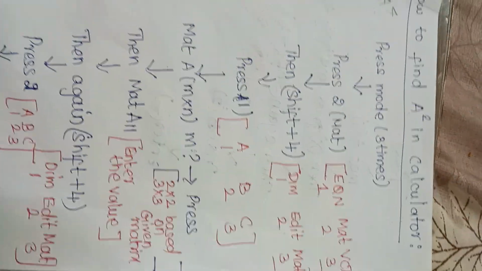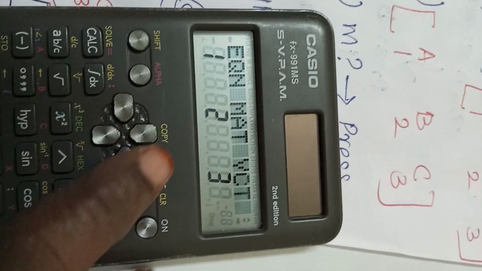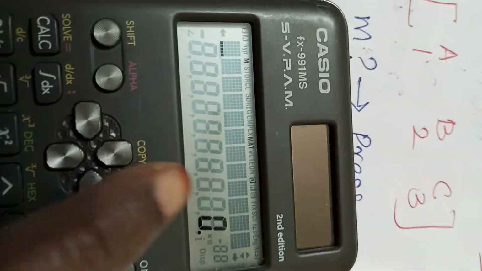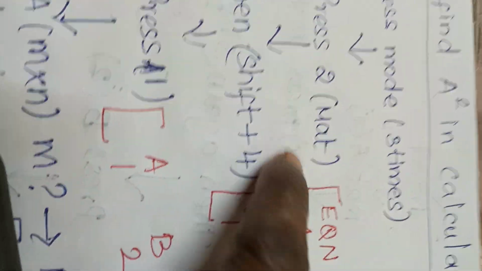How to find a square and a cube using a calculator? Take your calculator and press mode 3 times. Now see the calculator. Press mode 3 times, so Mat. Enter 2.